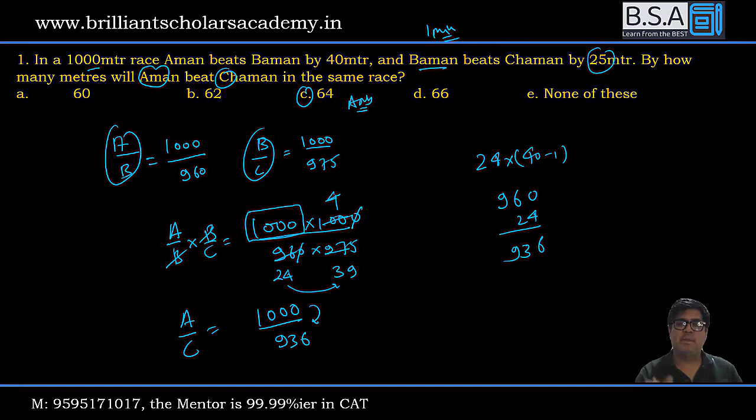A race between three individuals. You form ratio A by B. You form ratio B by C, multiply both and cancel the value of B. A beats C by 64 meters.